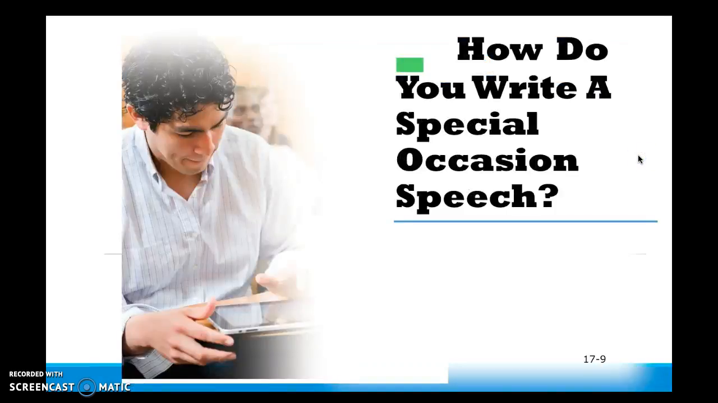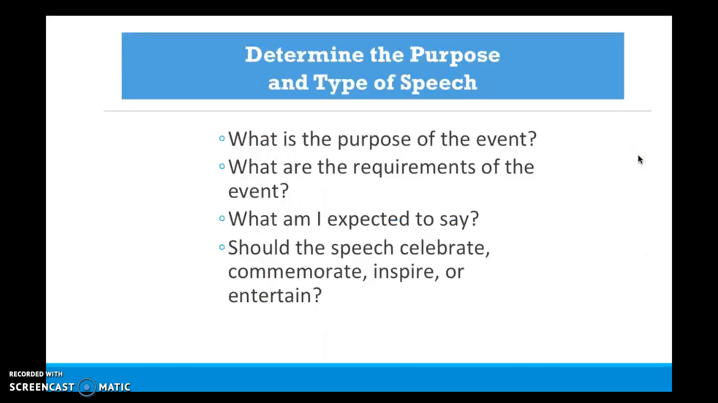So now that you know the general purposes of these types of speeches, I'm going to talk briefly about how do you write a special occasion speech. So the first thing you want to do, and again, even though these speeches are shorter, only 4 to 6 minutes, you still want to treat this like the informative and persuasive speech. The first thing you do is determine the purpose and type of your speech.